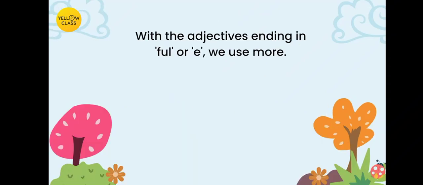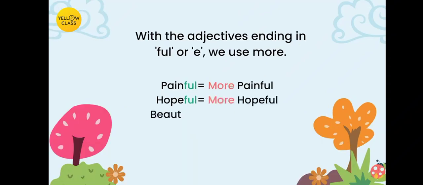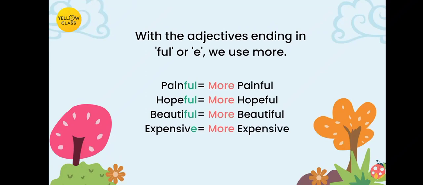Let's look at another case. So there are some words which end with FUL or E. And when we are talking about their comparative degree, we do not add ER with them. What do we do? We add more. For example, painful became more painful, hopeful became more hopeful, beautiful became more beautiful and expensive became more expensive.